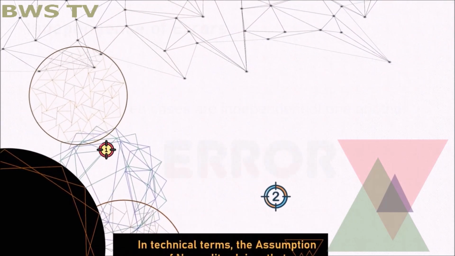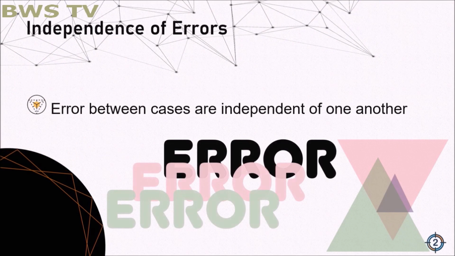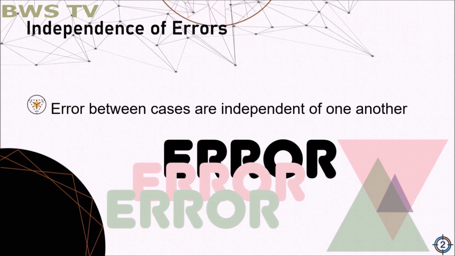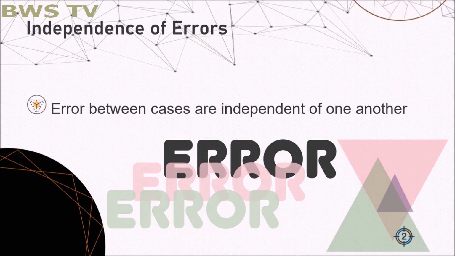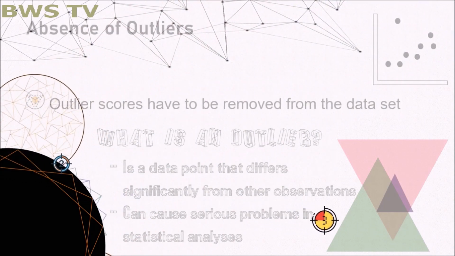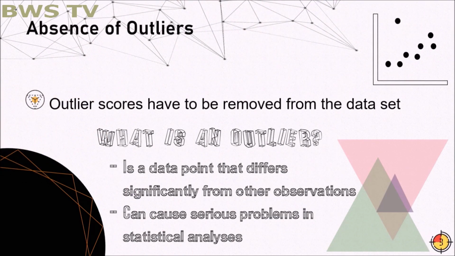Next, we have the independence of errors, that error between cases are independent from one another. Third is the absence of outliers. Outlier scores have to be removed from the dataset if you want to perform an ANOVA and get meaningful results.